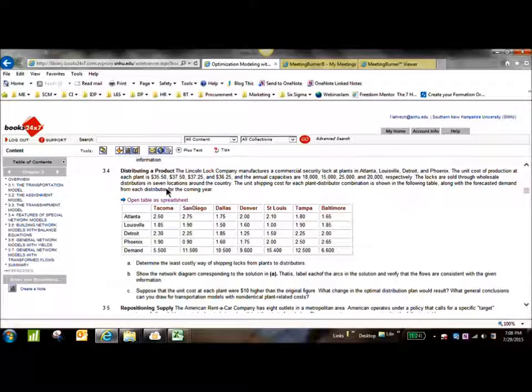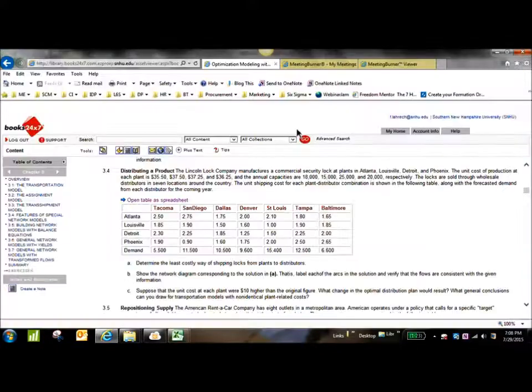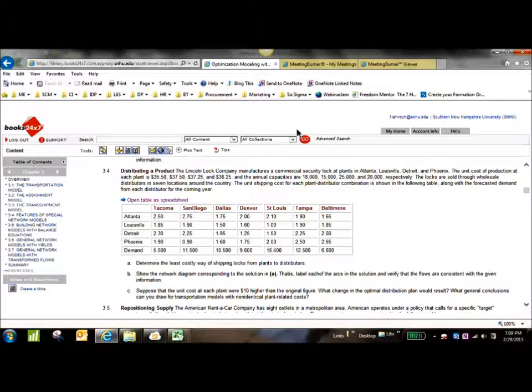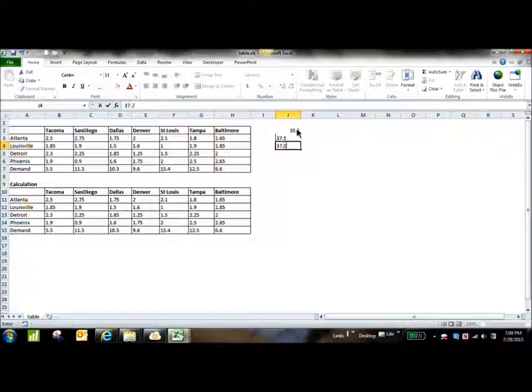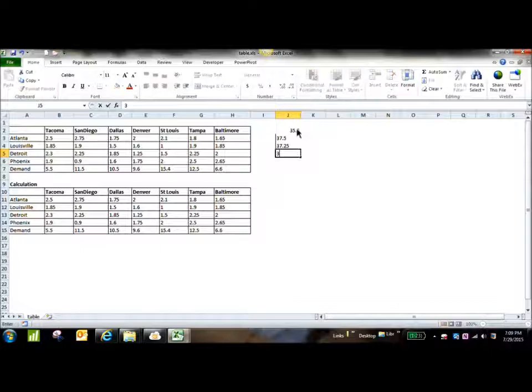So what I suggest, rather than embed the values in the formulas, the best way to do this is write down, let's just say, $35.50, $37.50, $37.25, and $36.25. This is pretty much your values for unit costs.